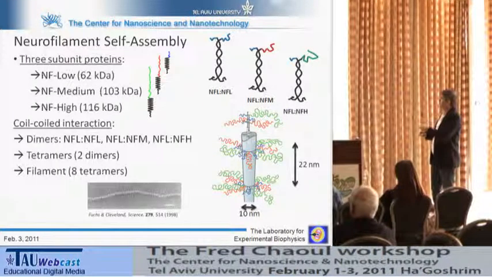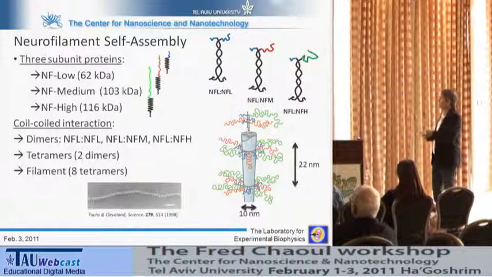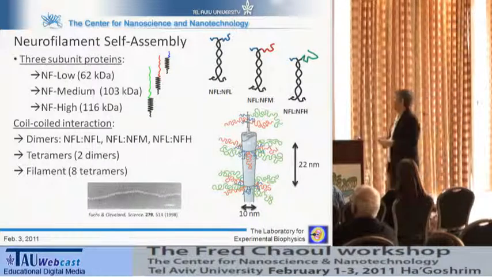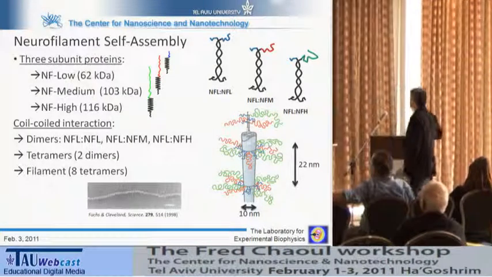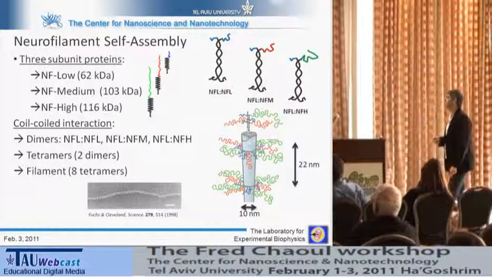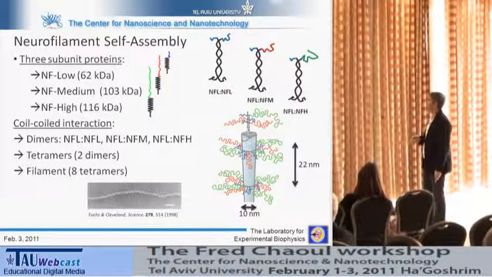Okay, so this is how they look. They are 10 nanometers in diameter, and between planes there's about 22 nanometers. So we are actually in the nanometer world, and so this is very suitable for this talk.